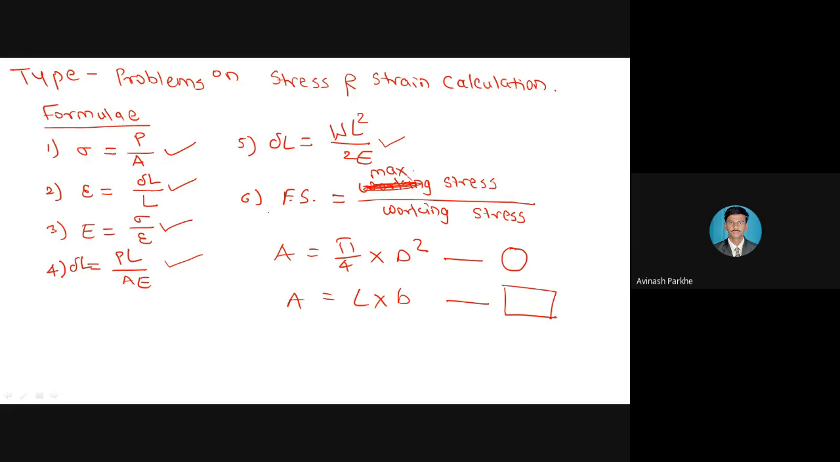Here I have written the common formula. Factor of safety is equal to maximum stress upon working stress. For the ductile material, factor of safety is equal to yield stress upon working stress. And for the brittle material, factor of safety is equal to ultimate stress upon working stress. These are the important formulas which we have to use in type number 1.